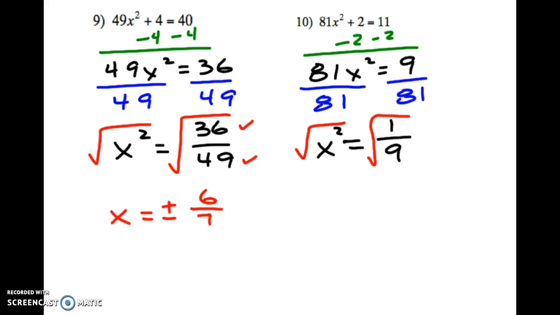If we take the square root now, we get the x. Square root of 1 is 1. The square root of 9 is 3.